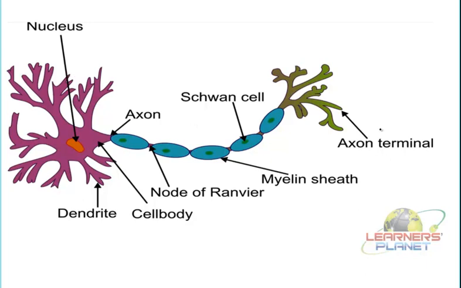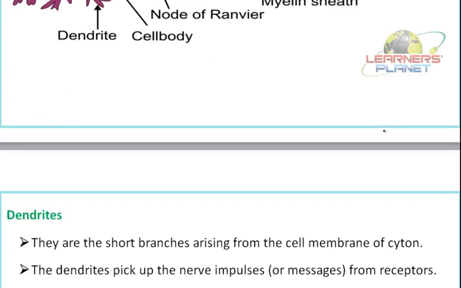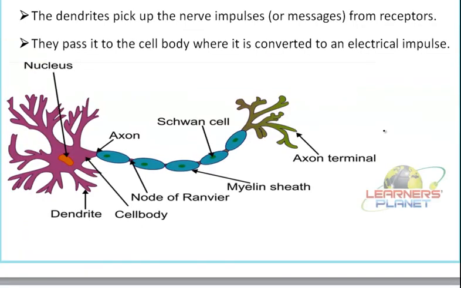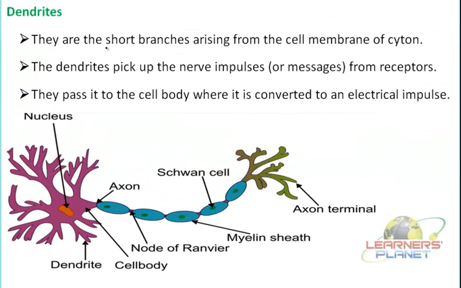They are in direct contact with certain different receptors or the sensory cells. See, the dendrites, how can you define them? They are the short branches arising from the cell membrane of the cyton. What is the function of these dendrites? They pick up the nerve impulses from the receptor.